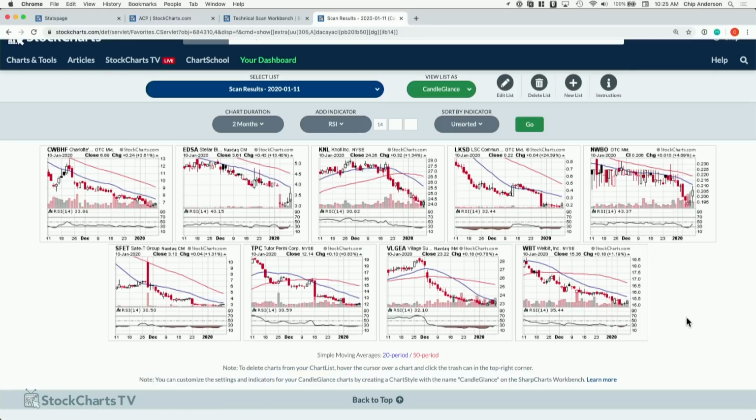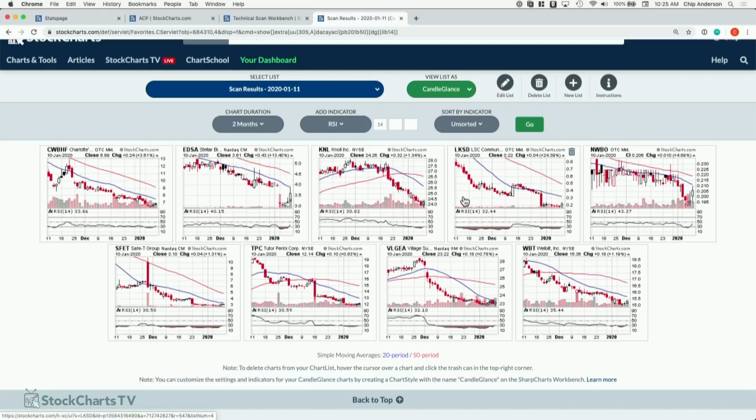So the reason I'm doing this is I want to make absolutely sure that what I thought I was telling the scan engine to give me is actually what I got back. And so by adding the RSI to the candle glance and then just visually looking at it real quick, I can validate that yes, the scan engine is finding me the stocks that I want.